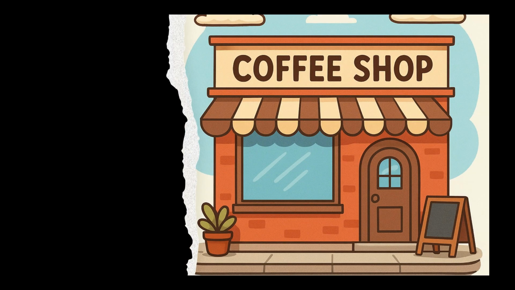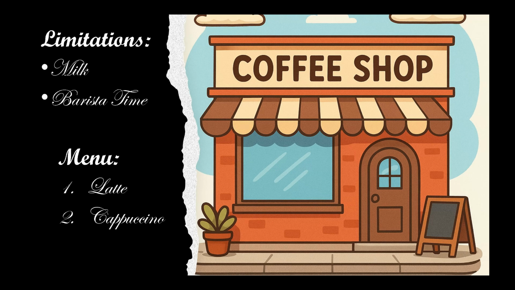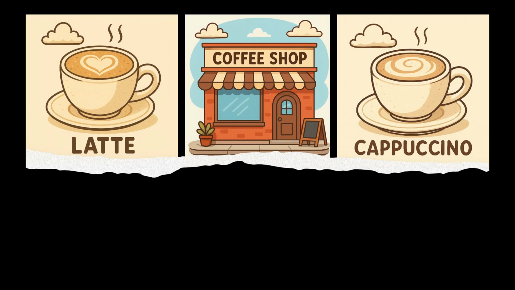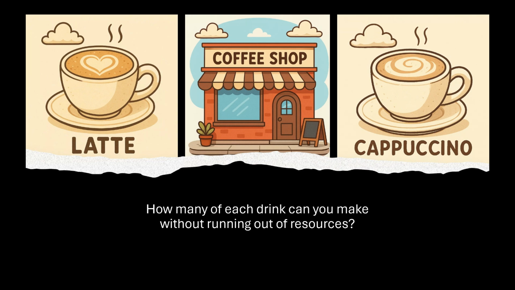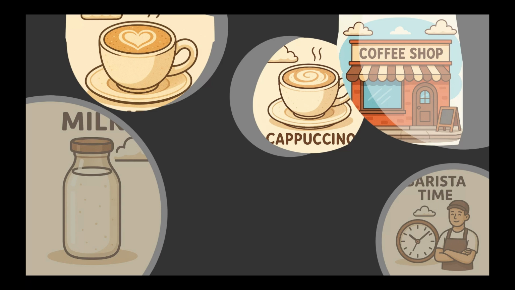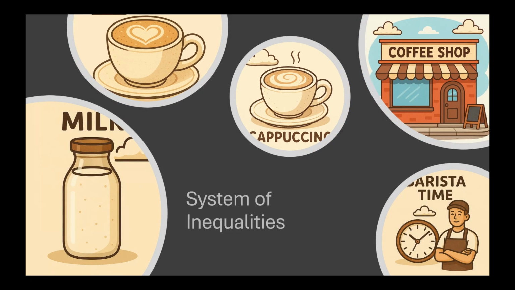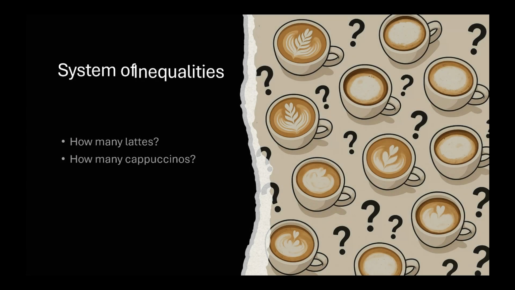Imagine you run a cozy coffee shop that sells just two drinks, lattes and cappuccinos. Every morning, you've got limited milk and limited barista time before the rush. The big question is how many of each drink can you make without running out of resources? This is where systems of inequalities come in. They let us write the limits as equations or inequalities, then find all the possible drink combinations that work.